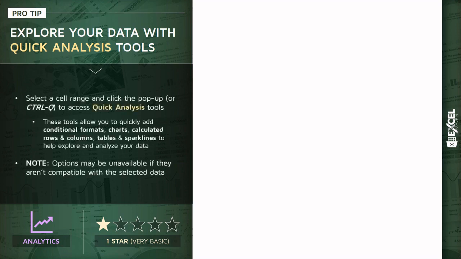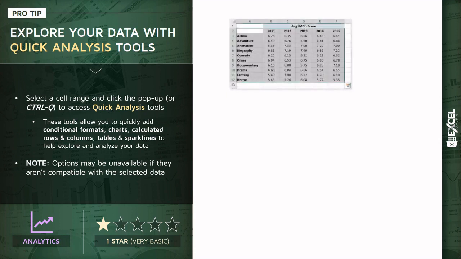All right, for this pro tip, I want to talk about how we can instantly explore our data using something called quick analysis tools. This is a one-star analytics tip, very simple to use, but a really interesting tool to play with. So most recent versions of Excel, I believe 2013 and onward, include an option called quick analysis tools. And all you need to do is select a range of cells, kind of like this one. You'll see a pop-up appear in the bottom right, looks like a lightning bolt with a bar chart underneath it. And when you click that option or press Control Q, you'll access a quick analysis tool menu.